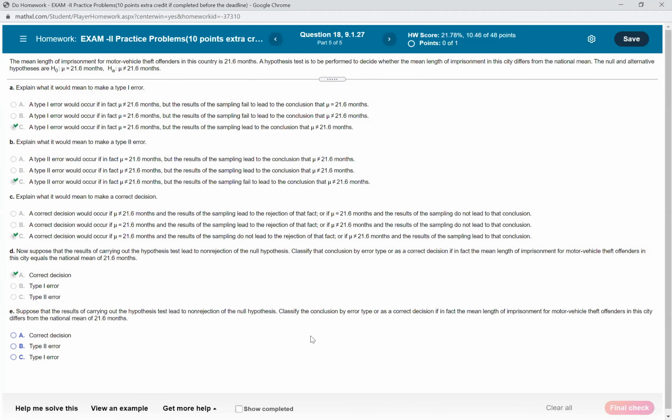And suppose that the results of carrying out the hypothesis test led to a non-rejection of the hypothesis, and classify the conclusion by error type if the mean for offenders in the city differs from this one. Okay, so we failed to reject the null when the null is false. So that's a type 2 error.